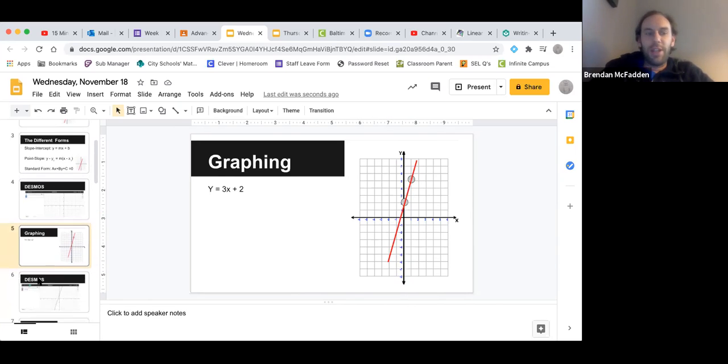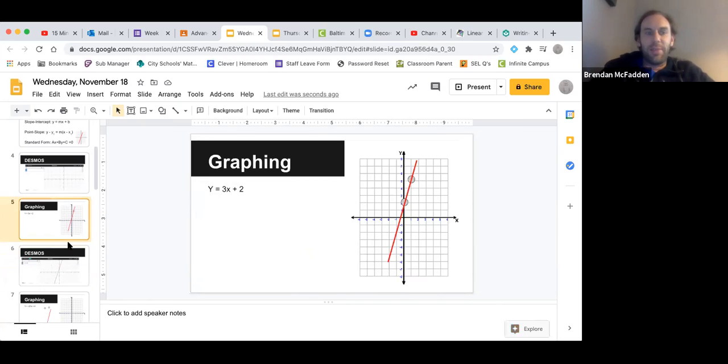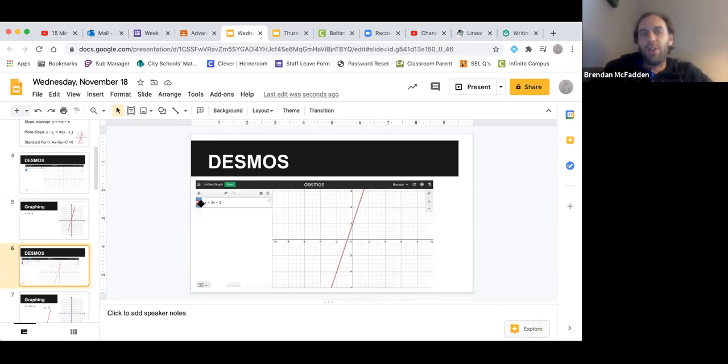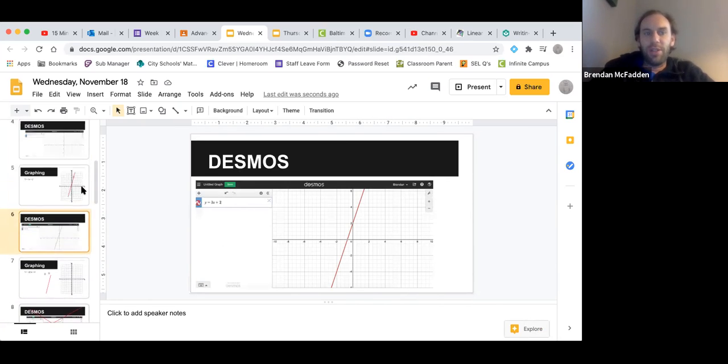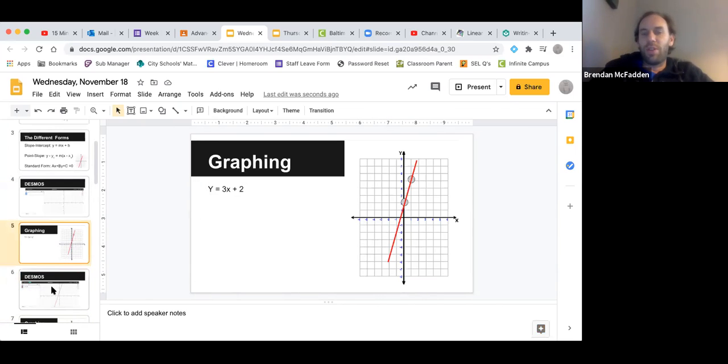Now, if we pull up Desmos and check it, the line of y equals 3x plus 2, those look quite similar. Again, Desmos might give you a bigger graph than we have, or it might look a little different. So that's why you've got to make sure you're checking your work and you're putting your points in correctly.